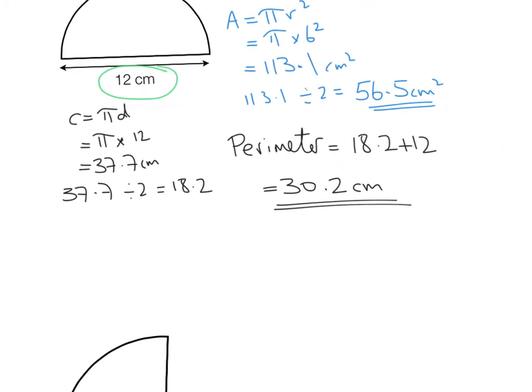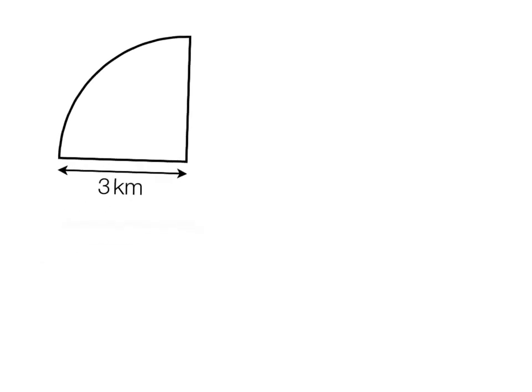Moving on, we can have a quarter of a circle. Now, if you were to imagine that this circle continued the whole way around, it would actually end up looking like this. So that 3 kilometers is actually just a radius. So I'm now going to say that my radius is 3, which must mean my diameter is 6.